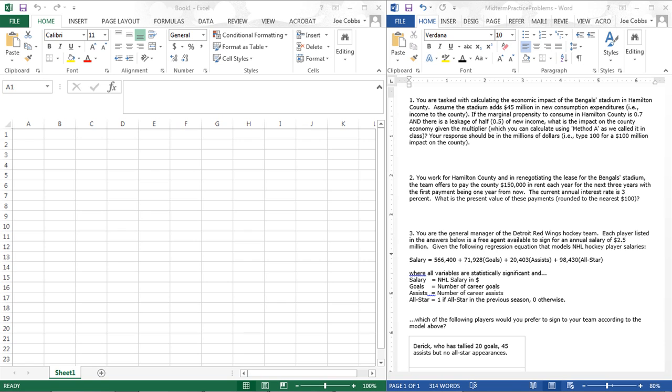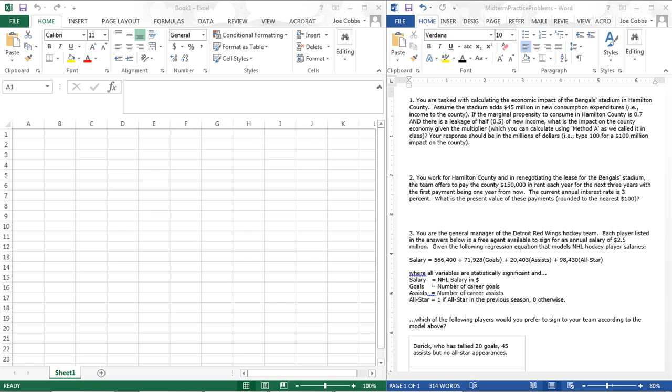Remember what that leakage means. It means the income comes in, but immediately a big part of that income, in the case of sports teams, goes out in player salaries. A lot of those players live outside of our area of impact, which is Hamilton County here. And so that money leaks out. And the question is asking, what is the impact on the county economy given the multiplier, which you can calculate using method A. And this question is asking you to put your response in millions of dollars.